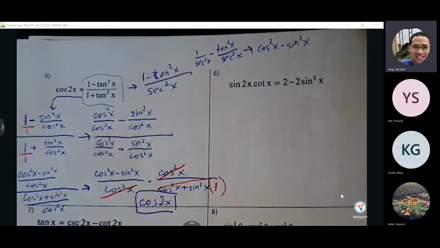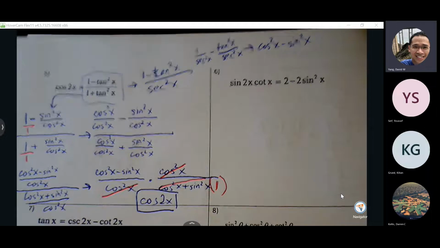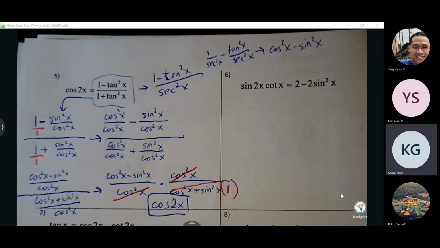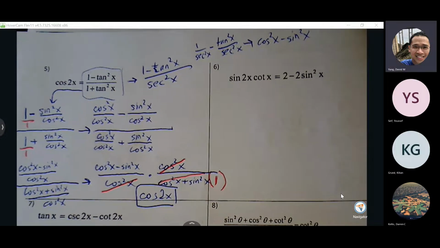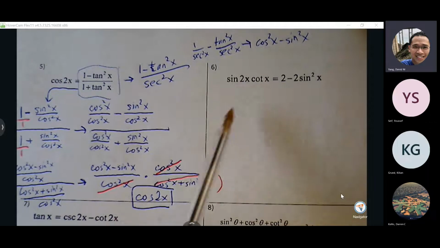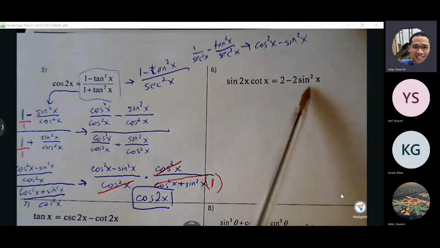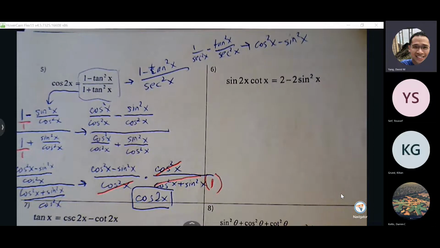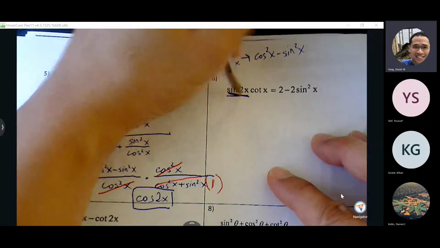Yeah, you're going to have multiple ways to get to your answer. As long as every step follows logically from the previous step, you know you're good. All right, number 6. Looks like if I can expand everything out, hopefully that will turn into something that I can use to make it look like that right side. So sine of 2x, there's only one option there to expand.